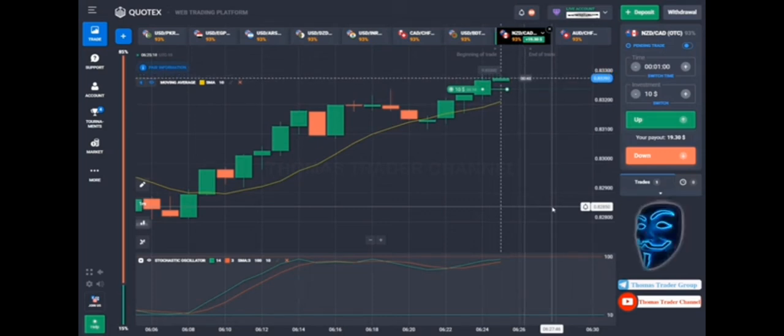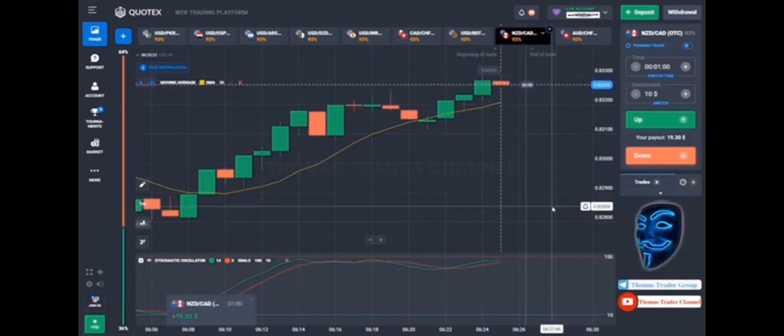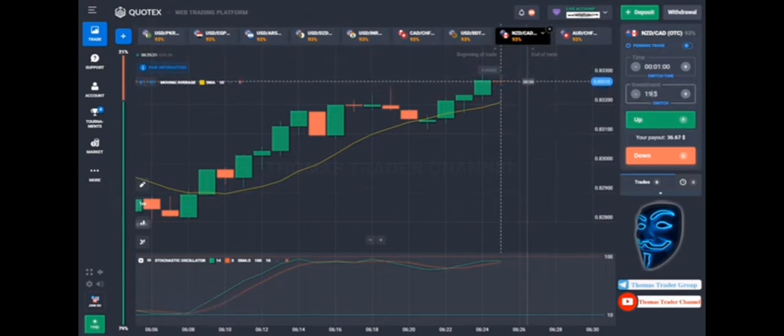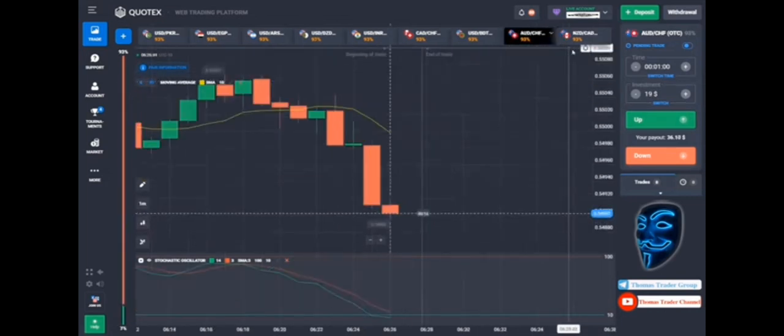We made a right prediction over here. We made a profit of $19. Let's change our investment into $19, and let's find the other market. Over here we can open buy for 1 minute.